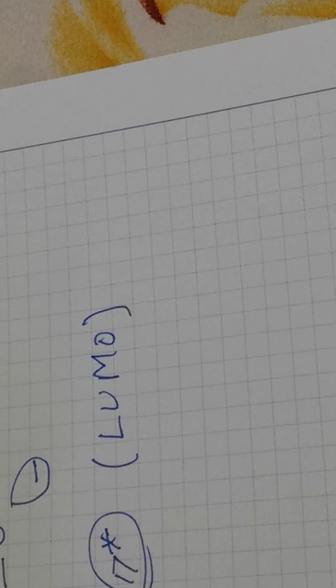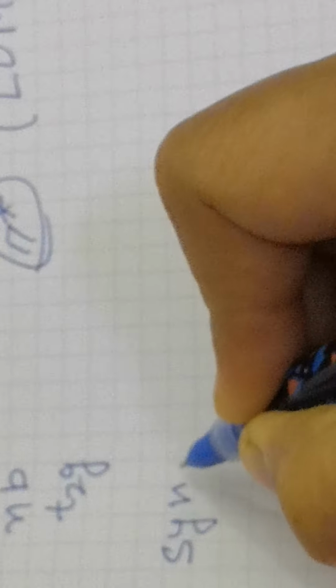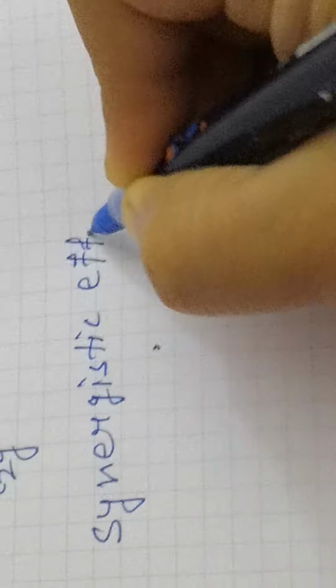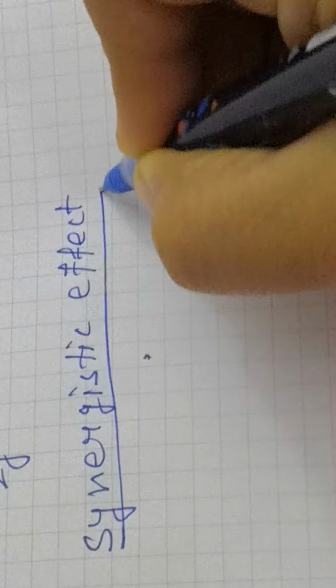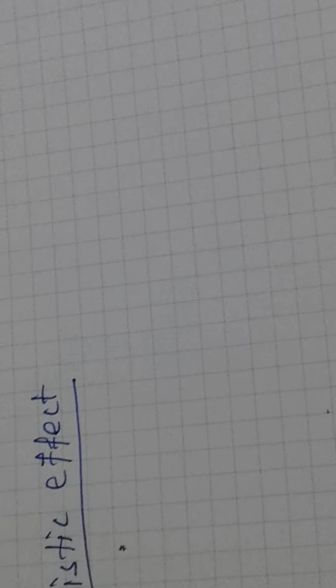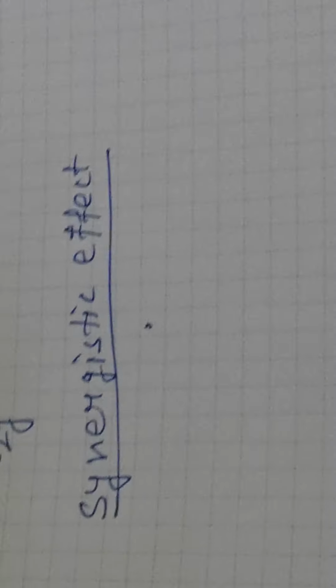This kind of mutual strengthening of sigma and pi bonding is called synergism, or the synergistic effect. What is the synergistic effect? It means mutual strengthening of sigma and pi bonding. This is the two-way electron flow. There is evidence for this type of synergistic effect.